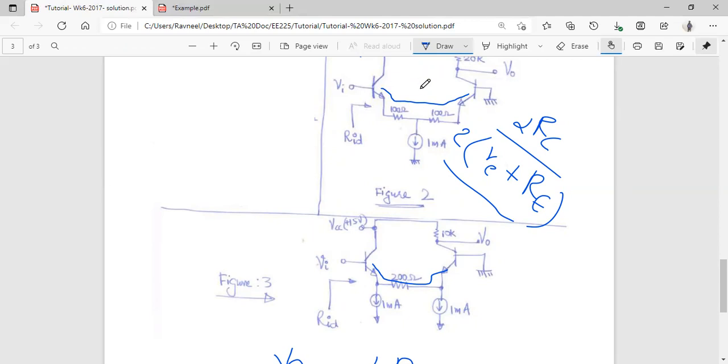Since these two BJTs are identical, the small RE over here is also equivalent to this small RE over here, right? So that is why we use 2 times small RE. And you can see the emitter resistance over here is again symmetrical, so 100 and 100. So that is why we use 2 times the capital RE.